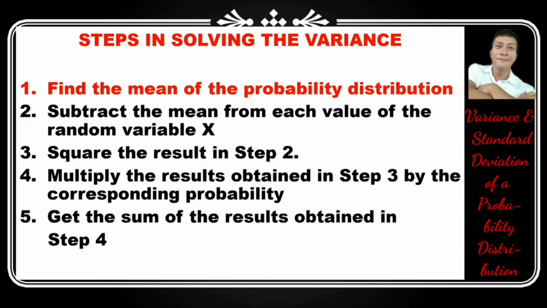Una, find the mean of the probability distribution. Number 2, subtract the mean from its value of the random variable x. Number 3, square the result in step 2. Number 4, multiply the result obtained in step 3 by the corresponding probability. And number 5, get the sum of the result obtained in step 4.